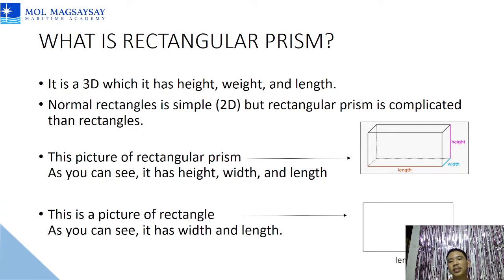So our group chose the rectangular prism for our geometry solid. So what is a rectangular prism? It is a 3D shape which has height, width, and length. A normal rectangle is simple 2D, but a rectangular prism is more complicated than the normal rectangle. So in this picture of a rectangular prism, as you can see, it has height, width, and length. So it's the 3D version. But on the other hand, this picture of a rectangle only has width and length.